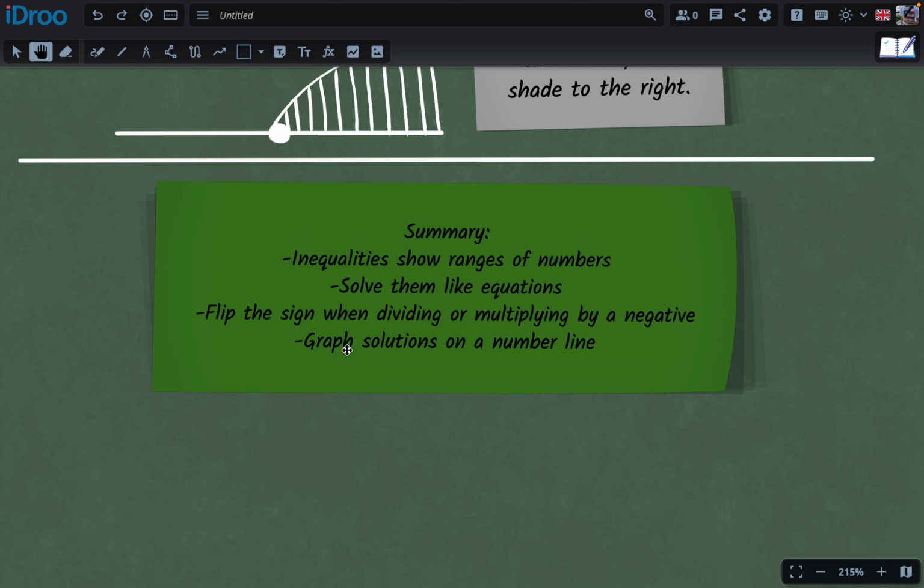In the next lesson we'll learn about the coordinate plane and graphing lines, which is where algebra starts to look like visual.